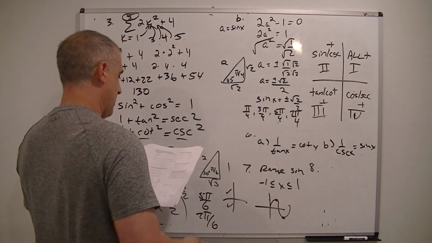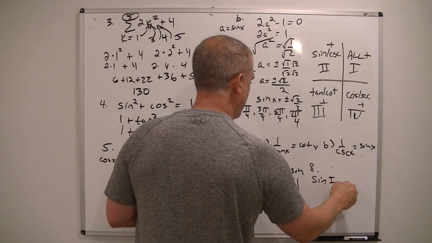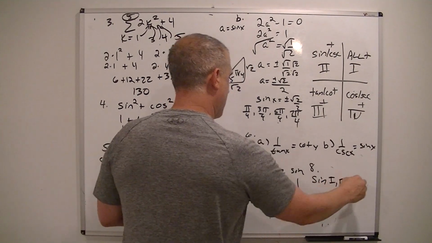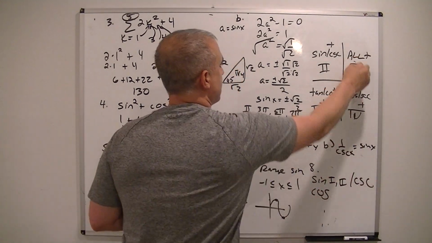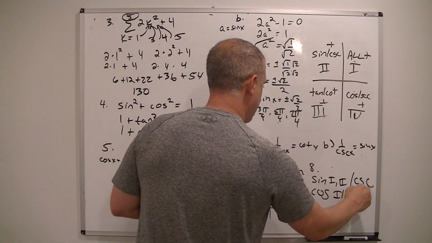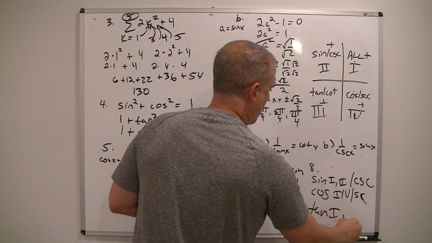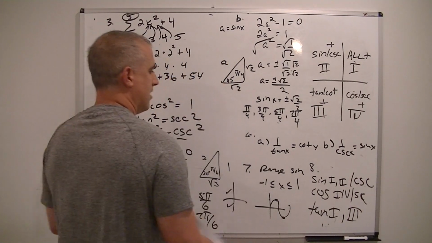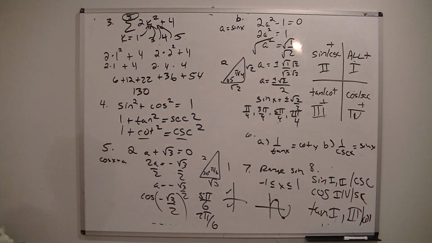Okay, so where is sine positive? Sine will be positive in 1 and 2, and that's the same thing with the cosecant. Okay, all right, cosine will be positive in 1 and 4, and that's the same as secant, and tangent will be positive in 1 and 3. Okay, all right, that's the same as cotangent. Okay, so we're able to get a lot of those through.